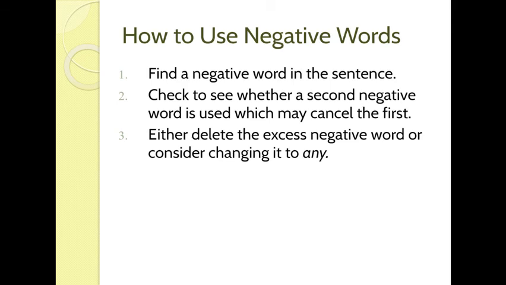For negative words, how we use them: find a negative word in a sentence. That includes barely, rarely, scarcely, hardly. See where the second negative word is used, which may cancel the first. Again, a double negative kind of makes it positive. So avoid having those two negatives. The exception to that is neither and nor. Those go together. Other than that, avoid the double negatives. Either delete the excess negative word or consider changing the excess negative word to any. As opposed to not, none, is it not any? Would be a way to revise that.